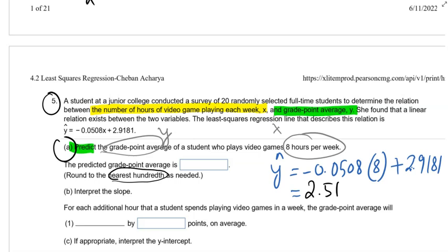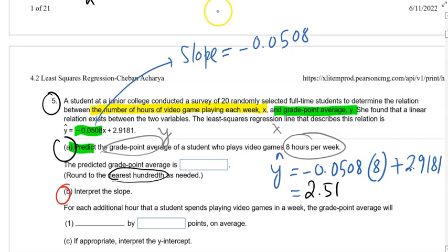Next question, interpret the slope. That's part B. Interpret the slope. In this question, the slope is this number. Okay, let me write it down here. That's the slope. Slope is negative 0.0508. And since the slope is negative, in other words, if the value of one variable increases, the value of the other variable decreases. For example, if the students play more video games per week, the grade point average is supposed to be less. This is the negative relationship between these two variables.